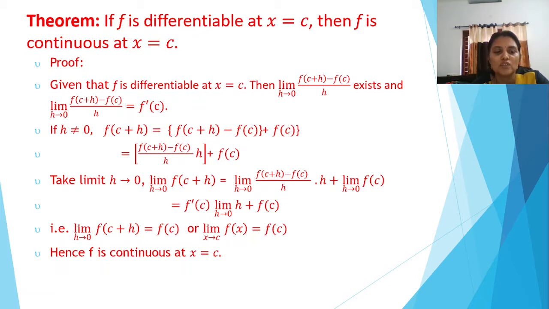So limit h tends to 0 of f of c plus h is equal to f of c, or limit x tends to c of f of x is equal to f of c. Hence f is continuous at x equal to c.